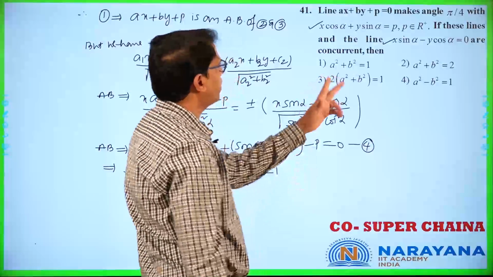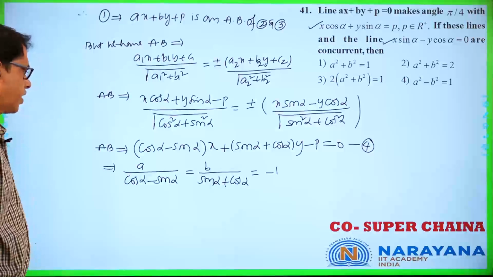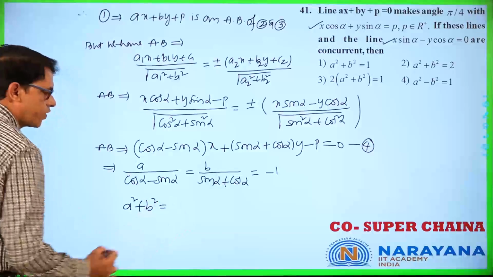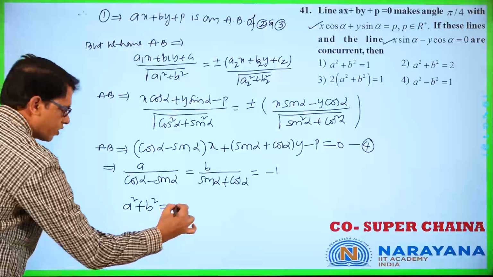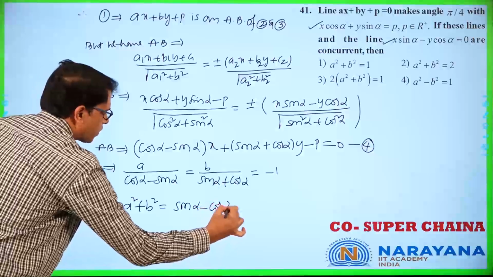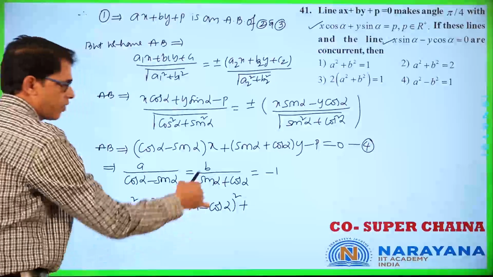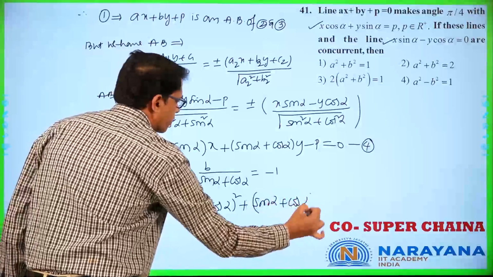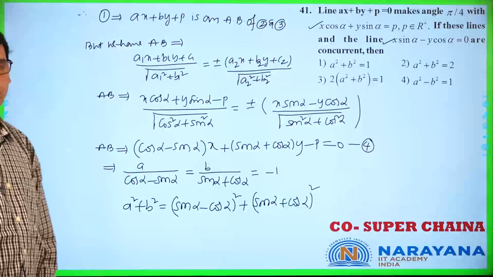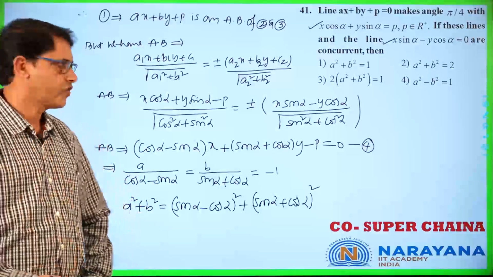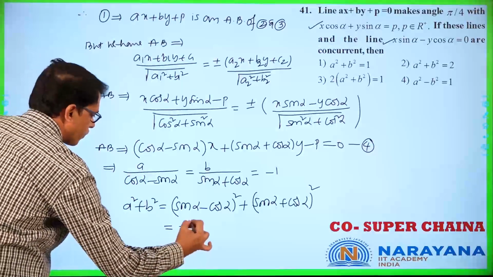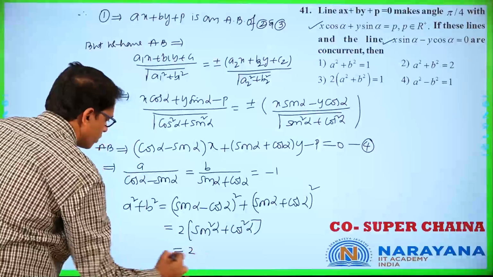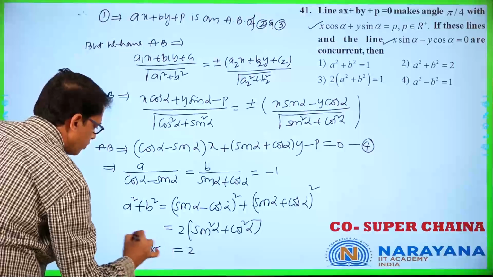So now verify the options. If you take a square plus b square, then a square plus b square equals (sin alpha minus cos alpha) whole square plus, minus becomes plus, (sin alpha plus cos alpha) whole square. That is (a minus b) whole square plus (a plus b) whole square, twice of a square plus b square, so twice of sin square alpha plus cos square alpha, that equals 2. Therefore the a square plus b square value equals 2.